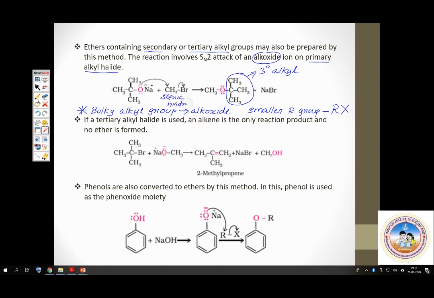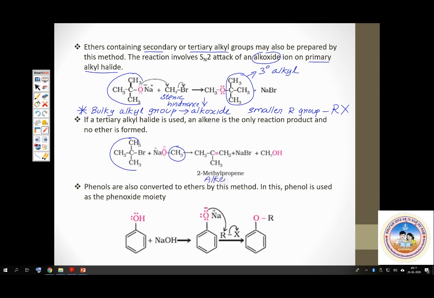See, the bigger R group is the alkoxide. Now what if you take the reverse of it? What is the consequence? If the larger alkyl group is taken as alkyl halide and the smaller alkyl group is taken as alkoxide, things will get completely changed. You end up getting an alkene, not ether. So be careful, this rule is important. The bulky R group should be the alkoxide, the smaller R group should be the alkyl halide in Williamson's synthesis.